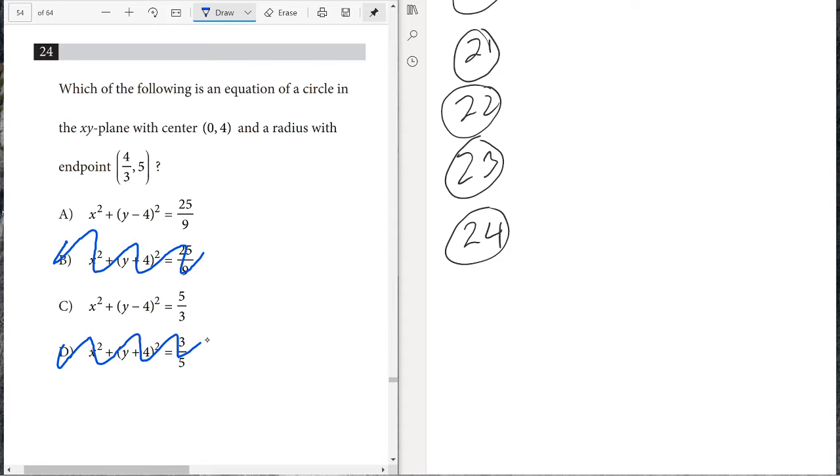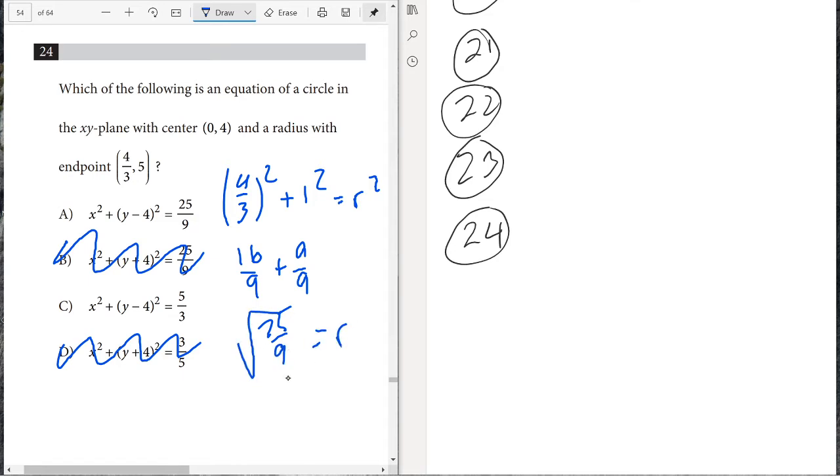And then the radius with an endpoint of blah, blah, blah. Okay, so I just need the distance between the endpoint of that and the center, and that would be the length. So 4/3 squared, that's the difference there, and then plus 1 squared equals radius squared. So that's 16 over 9 plus 9 over 9, that's 25 over 9. Take the square root, and I have 5/3, which is the radius, but I want to square it. Oh, very tricky, because we want r squared. So actually, I didn't even need to take the square root to find the radius, because they want r squared in the formula. So 24 is A.